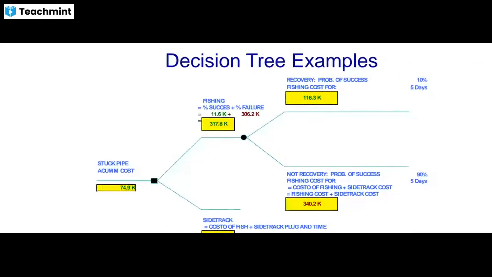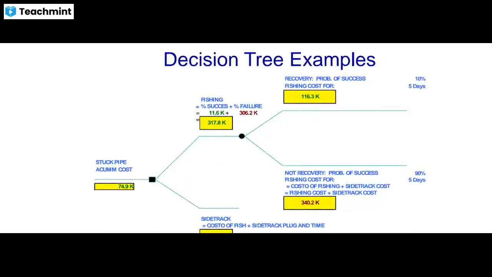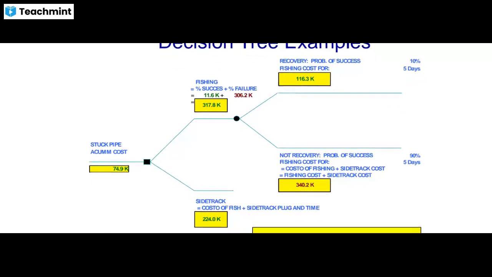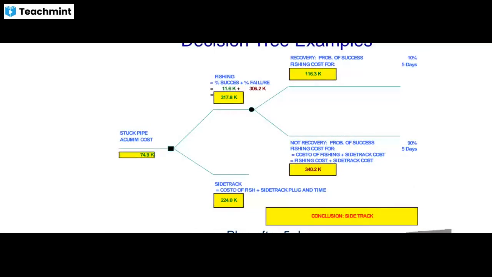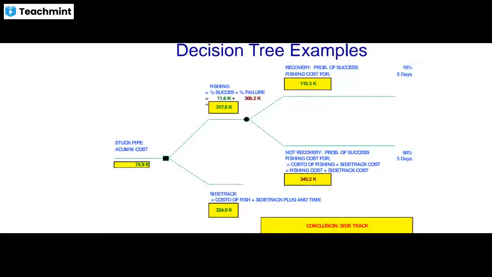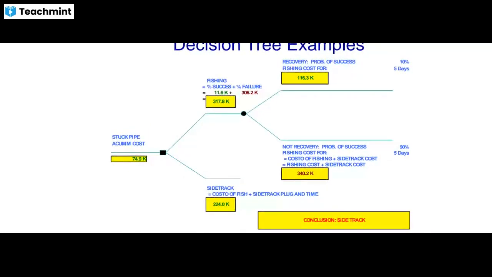Decision tree example again: recovery probability of success 5 days, fishing success, then stuck pipe accumulation cost, then side track equals cost of fish plus side track plug and time. So conclusion, side track. So this is your decision tree example again for 5 days.